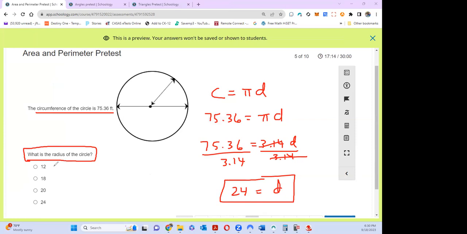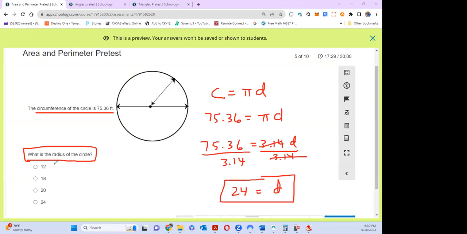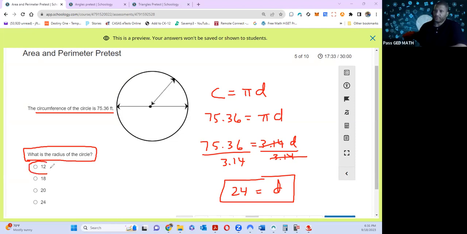Do we divide to get the radius? You tell me. So if we divide it by two, it'd be 12. It'd be 12. That's how you do problems.